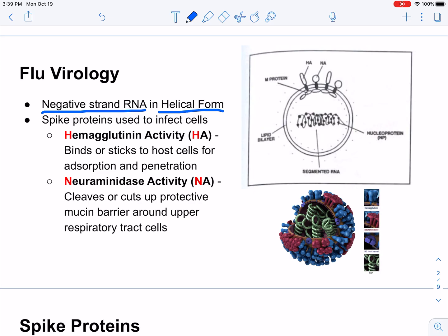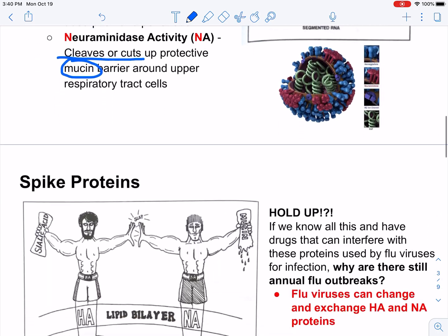It infects cells by using 2 spike proteins, very similar to how coronavirus works. They're referred to as the hemagglutinin activity, HA, and the neuraminidase activity, the NA. And these work together. The neuraminidase is all about cutting apart the protective layer, called mucin, that is on your upper respiratory cells. So it cuts away that protection, and that then allows the hemagglutinin proteins to bind directly to the cells and infect them. There's an acid that they bind to. These are all glycoproteins. But again, just think of it as sticking to other cells and infecting them by injecting the genetic material.